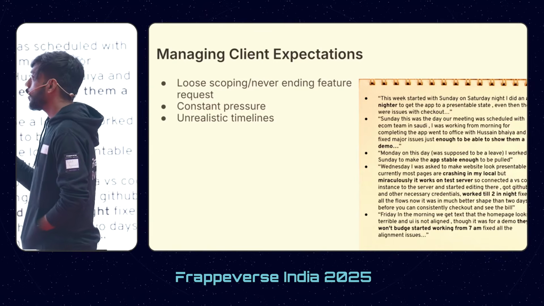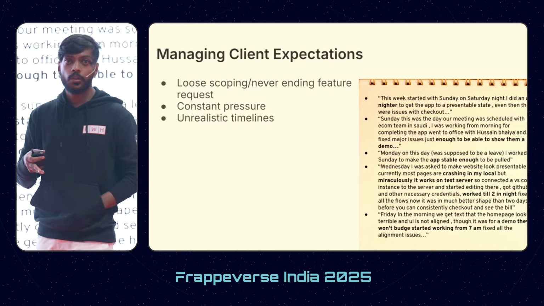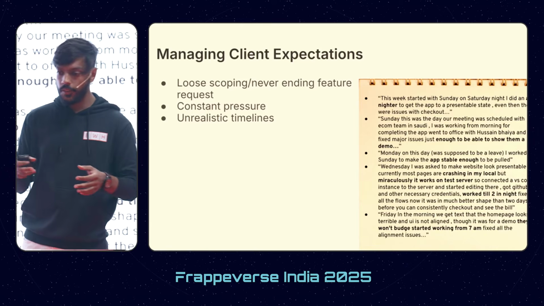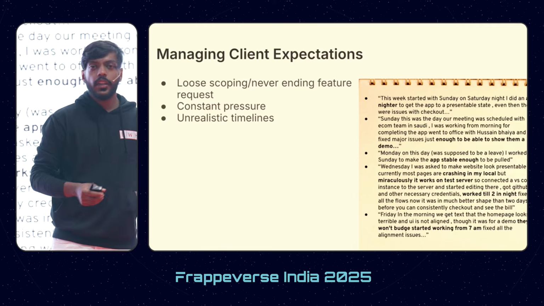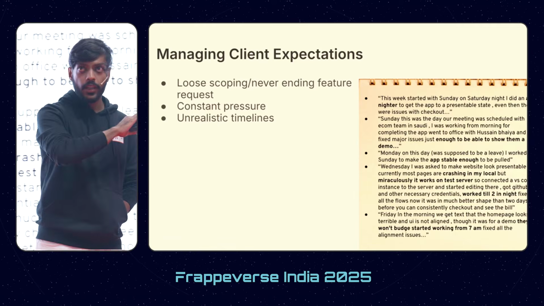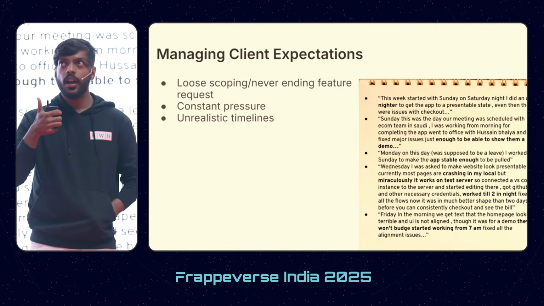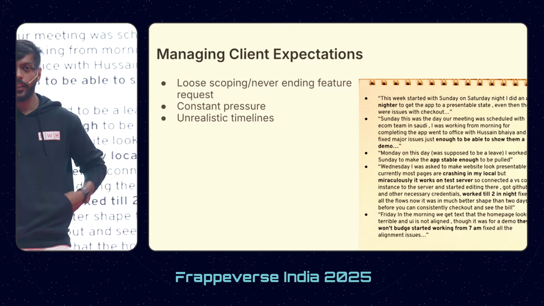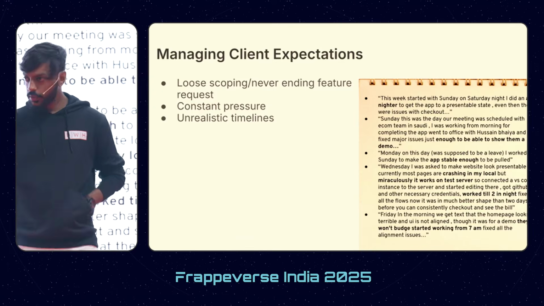Now, if you see, right, the main problem that we were focusing was we were having loose scoping. So the scope was just to keep on increasing. We were having constant pressure and we were facing unrealistic timelines. To solve this, what we did was we had all of the main people in a single call. We decided that we will have a single scope, and then we freeze the scope by signing it. And that is how we actually made the things manageable for us. So this was one thing.